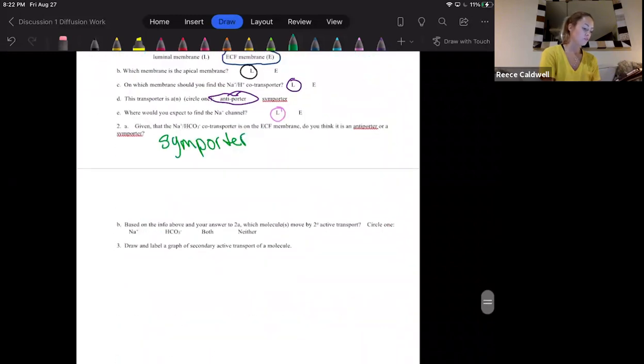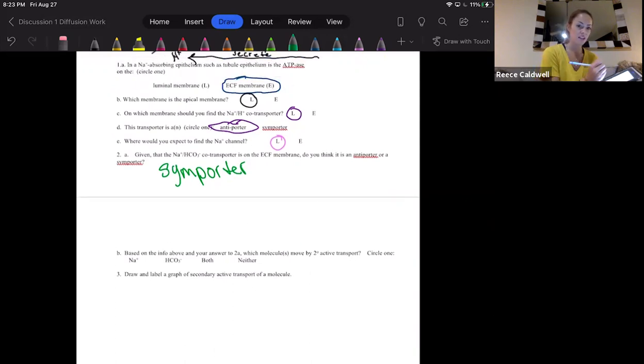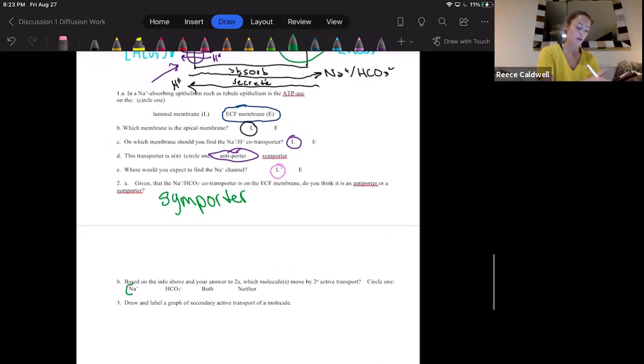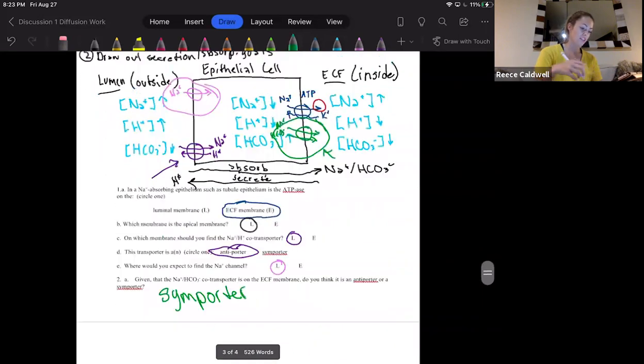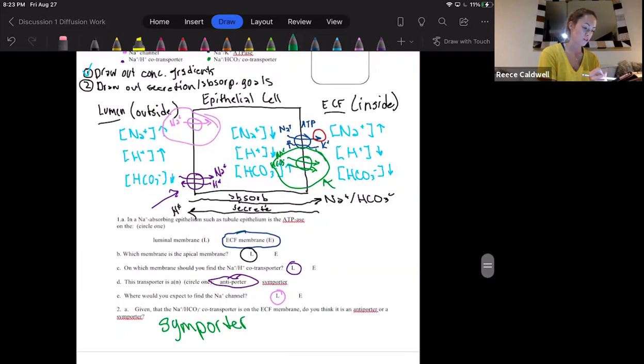Question 2B says, based on the information above and your answer to 2A, which molecule is moving by secondary active transport? The answer for this one is going to be sodium. And we know that because of two things. We know that because of this example right here, we can see that we are using that secondary active transport to move sodium against its concentration gradient. So we're moving it from low to high, against its concentration gradient, and we're getting energy to do that from bicarbonate.